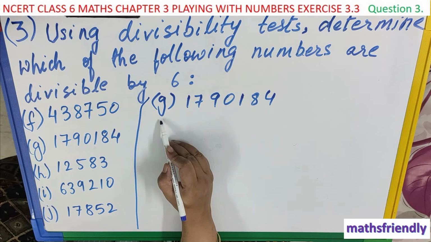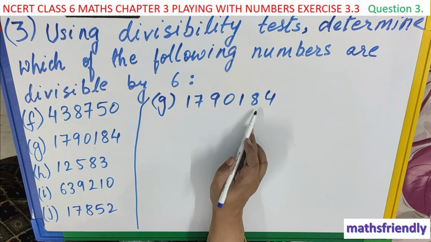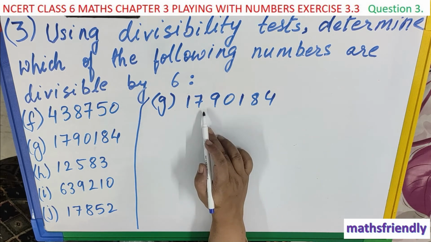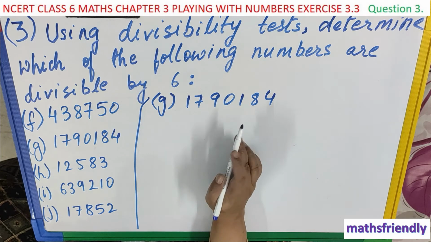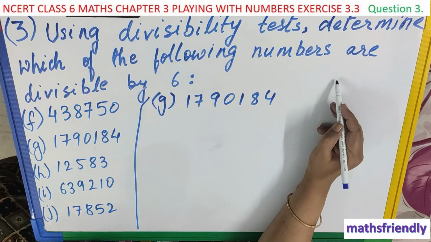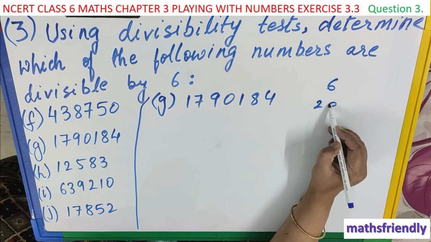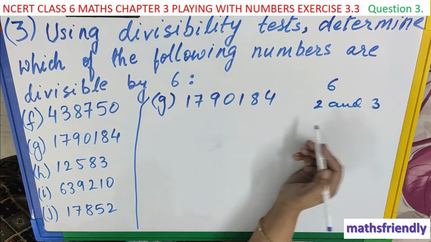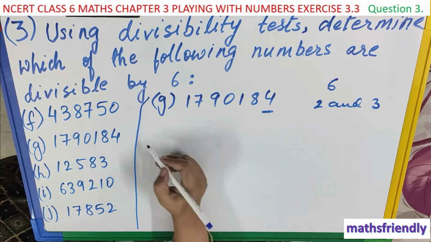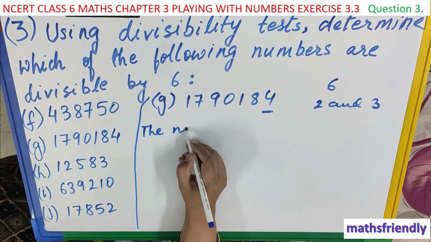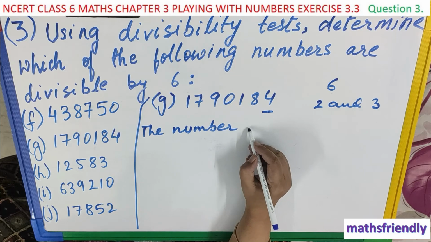The next question is question number G, which has 1790184. So, what is this number? This is 17,90,184. Is this number divisible by 6? Its divisibility by 6 will be checked if it is divisible by both 2 and 3. The last digit of this number is 4. So, this number is divisible by 2. Therefore, we will write the number is divisible by 2.